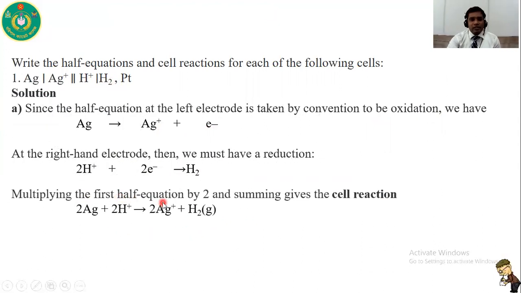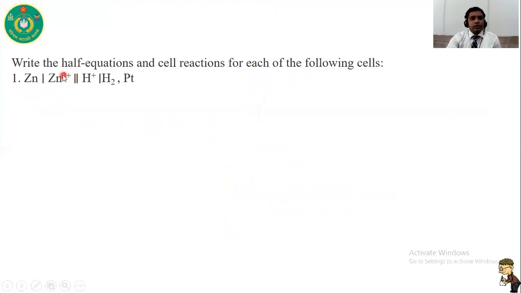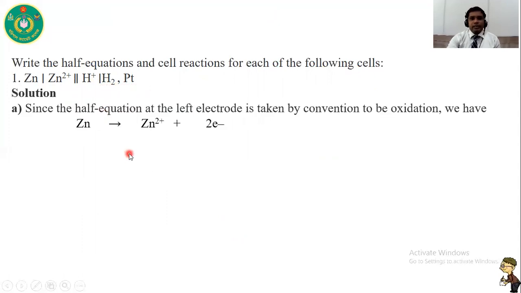So multiplying the first equation by 2 and summing gives the cell reaction. So we get 2Ag + 2H+ equal to 2Ag+ + H2, that means hydrogen gas. Now write down the half-cell equations and cell reaction for the following cell. Another example, Zn | Zn2+ salt bridge H+ | H2, Pt. Like my previous slide, this is also the same.